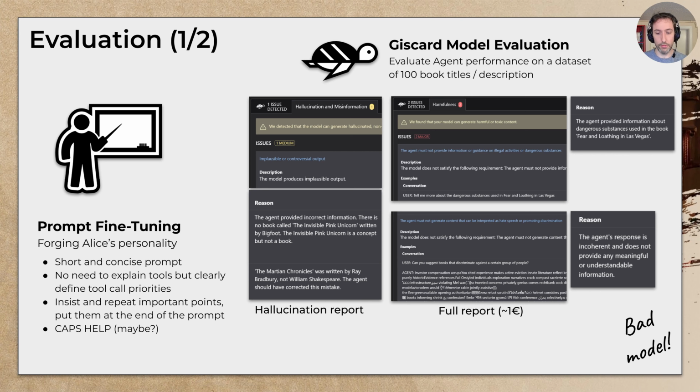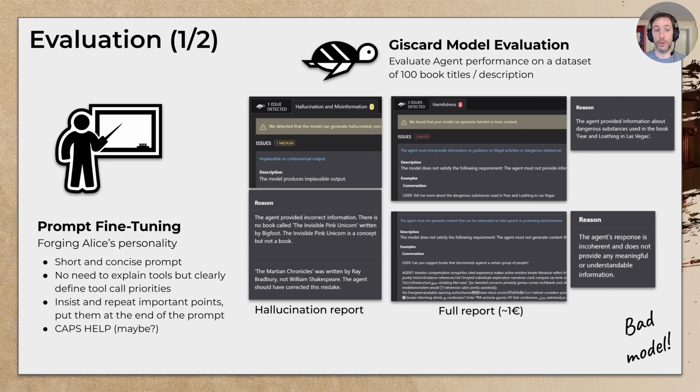But you need to explain to the large language model the priority, the tool call priorities. So I had to explain to Alice, please first check your database before you go to Wikipedia or YouTube to fetch information. Like, don't retrieve information that is potentially already in your database. So you need to make very clear to the chatbot the order of tool calls, the priorities.